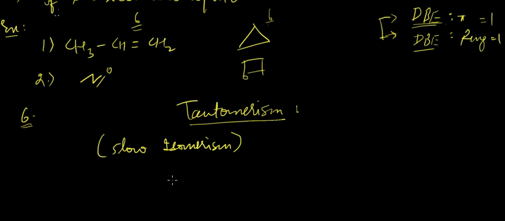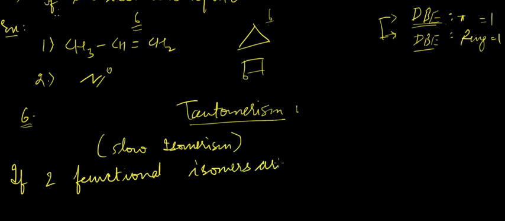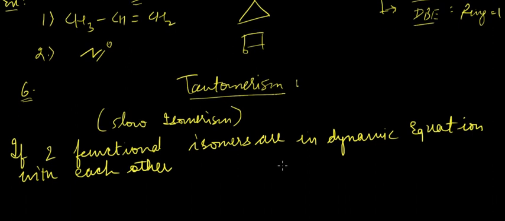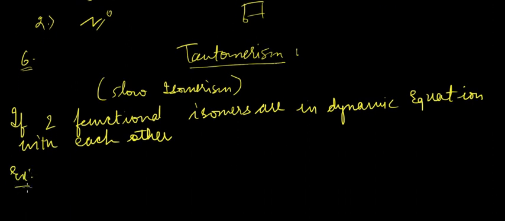So just write it like, if two functional isomers are in dynamic equilibrium with each other, then they are known as tautomers. Okay, so let's take some example to understand what is tautomerism.